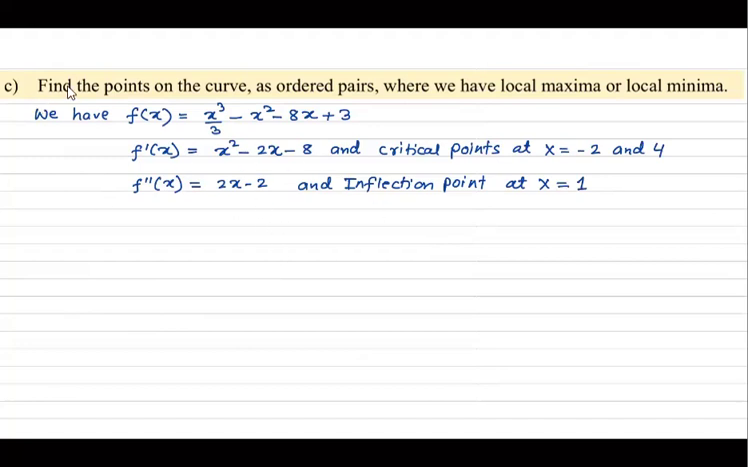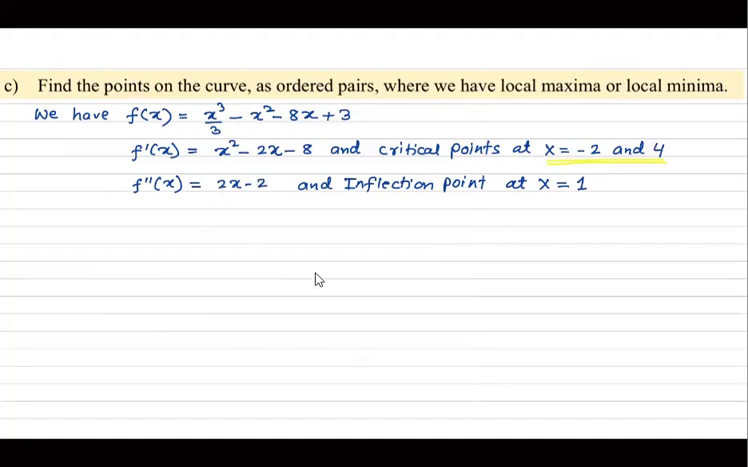The question here is, we have to find the points on the curve as an ordered pair where we have a local maximum or minimum. Remember, the local maximum or minimum always occurs at the critical point. So the maximum or minimum value will be at -2 or 4. But how we know is we put these values into the second derivative to determine that.